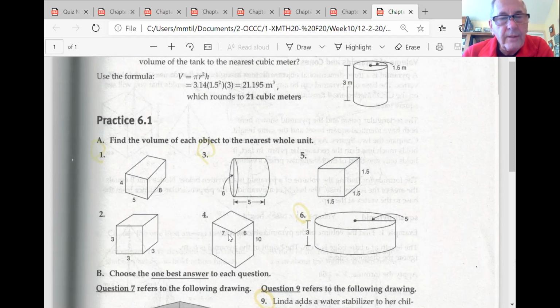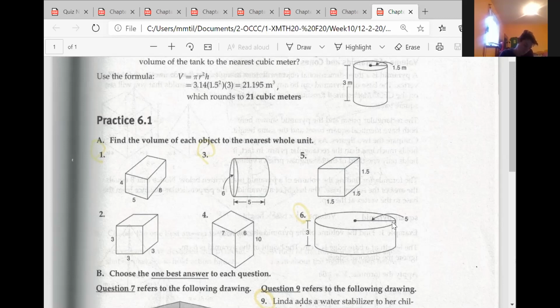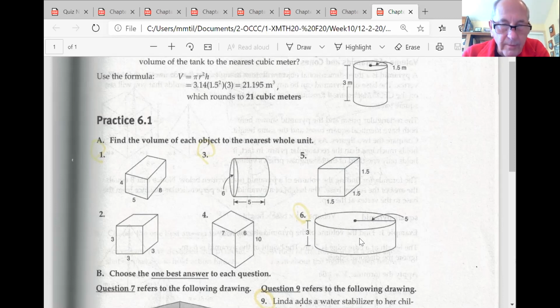Here's another rectangular prism. The base would be 7 times 6, which is 42. The height would be 10, so it would be 420 cubic units. And then this would be another cylinder, just like the one up here, only on a different axis. So you figure out the area of the base, the top part or the bottom part, it doesn't matter, it's the same thing. Pi r squared, you've got r is 5. Plug it in, multiply it by 3, and you get the volume.